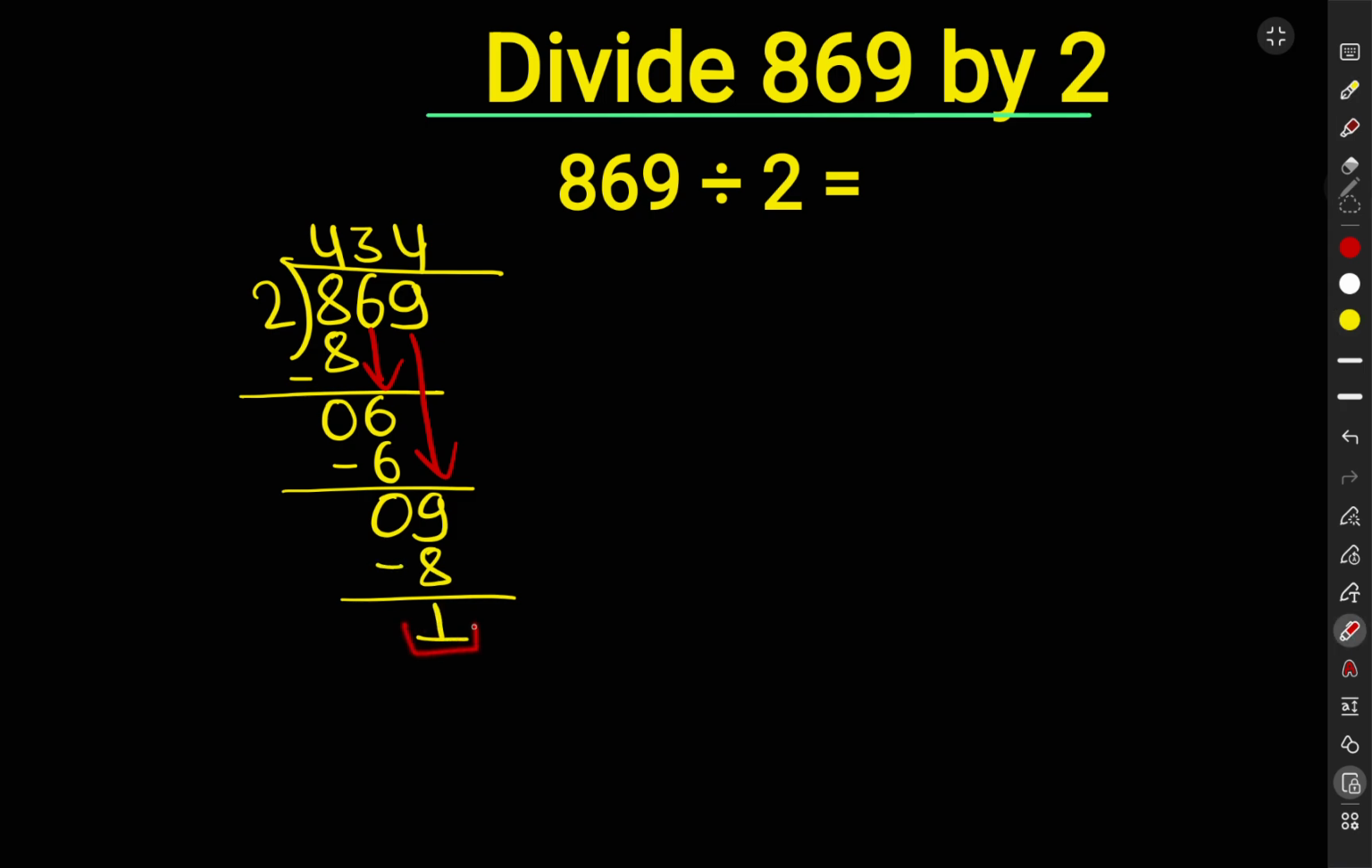So now this 1 is less than 2 and there is no other number to put it down. So we take here decimal so that we put 0. So now it is 10 and 2 times 5 is 10. On subtracting we get 0.